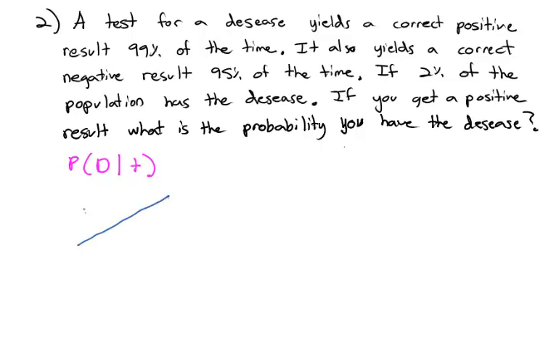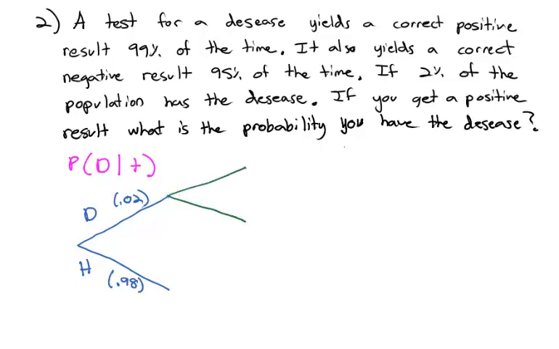To begin with, you either have the disease or you are healthy. And we can assign those probabilities. The probability that you have the disease is 2% or 0.02. The probability that you're healthy is the opposite of that, which would be 0.98.